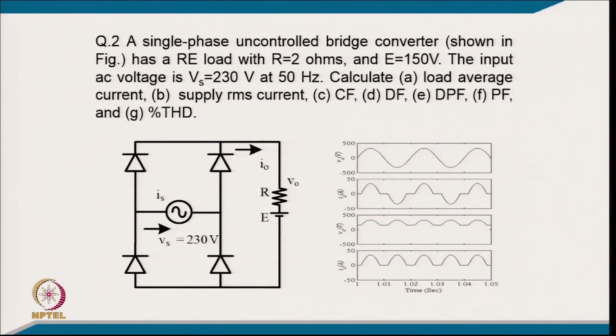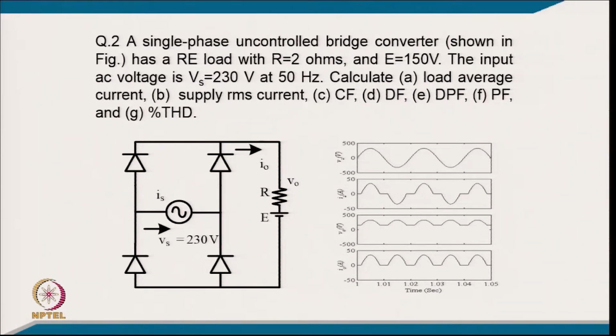Coming to a second example of this nonlinear load, a single phase uncontrolled bridge converter shown in the figure has an RE load with a resistance of 2 ohm and a battery voltage of 150 volt. The input AC voltage is 230 volt at 50 hertz. Calculate the load average current, that is I0, the supply RMS current, that is IS, and the crest factor, distortion factor, displacement factor, power factor and percentage THD.